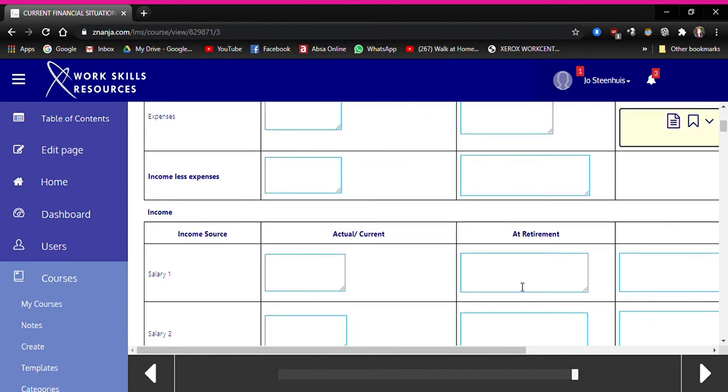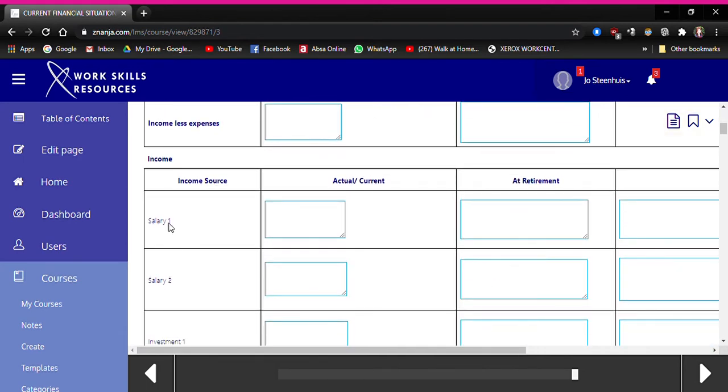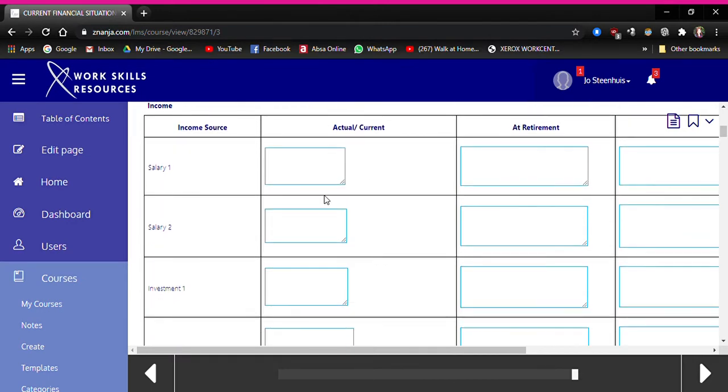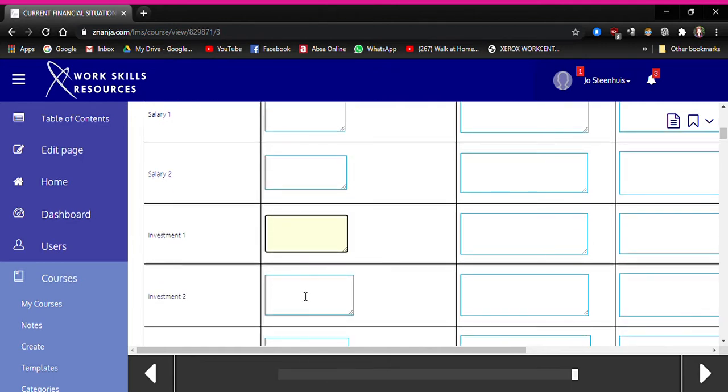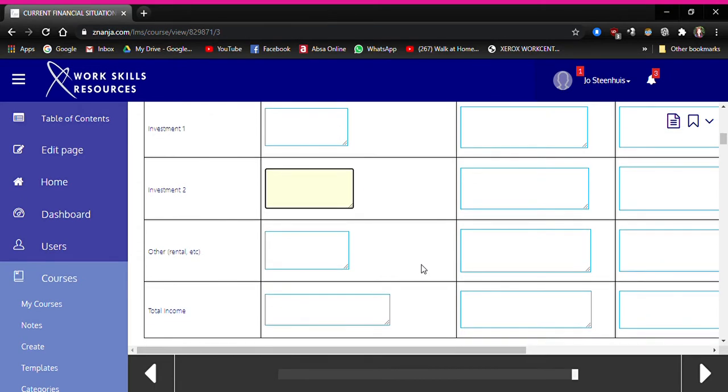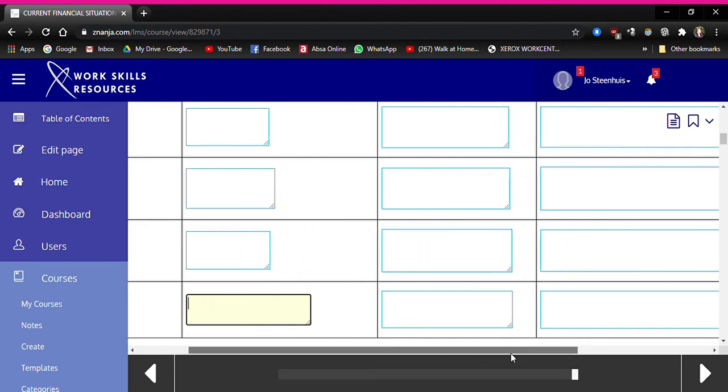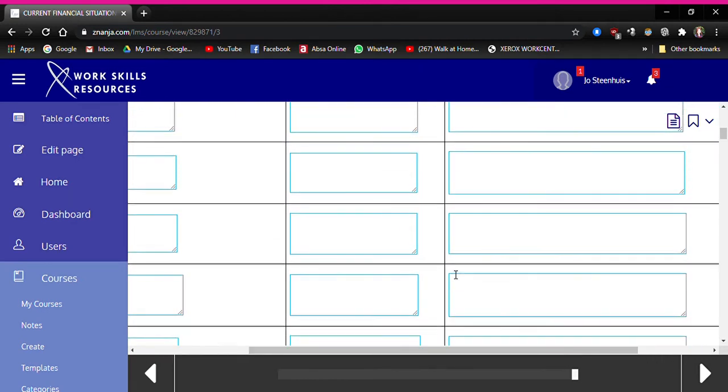Now, let's go down. Salary 1. This is income that we are receiving actually at the moment. What is our salary at the moment? Salary 1 would be you. Salary 2 might be a partner. Money coming in. Investment 1. Do you have any investments 1, investment 2 coming in? Do you have any rental income coming in? And then, of course, the total income. So add that for me. And let's be honest with ourselves.